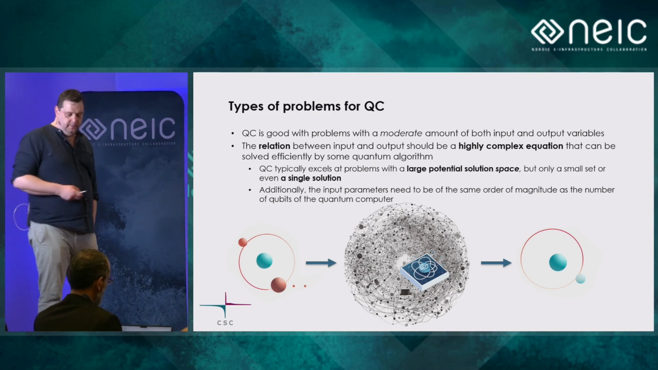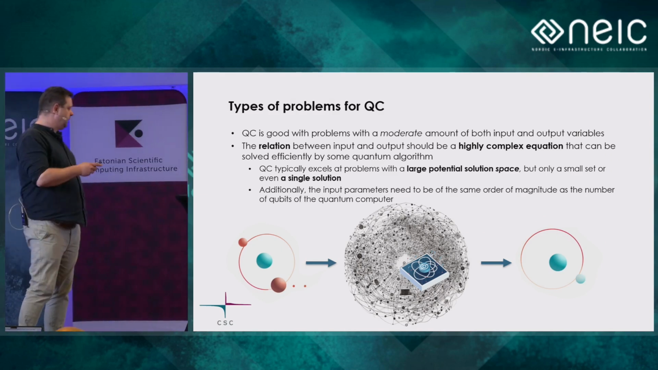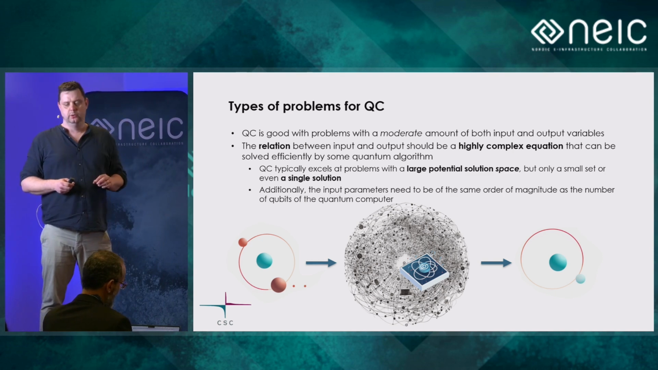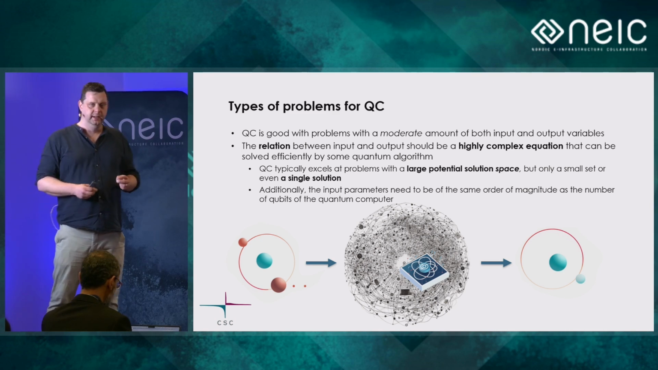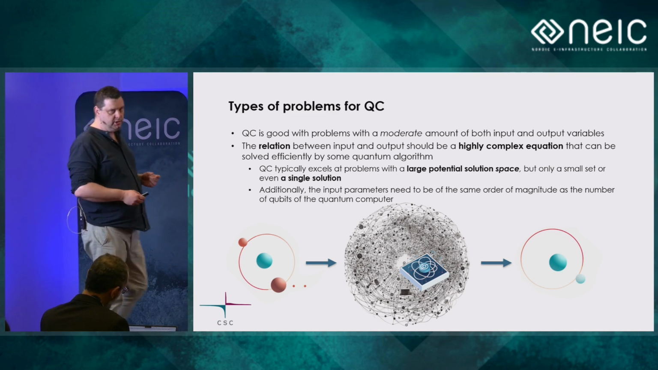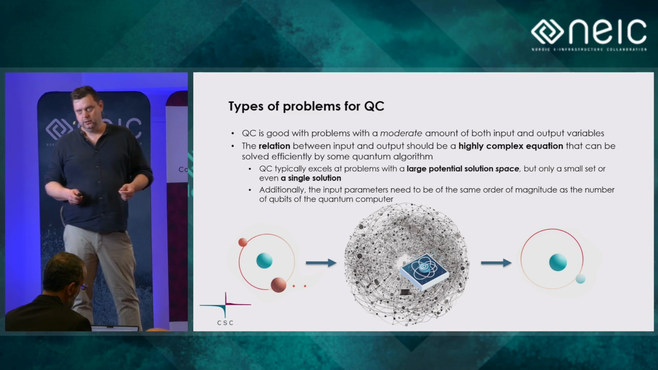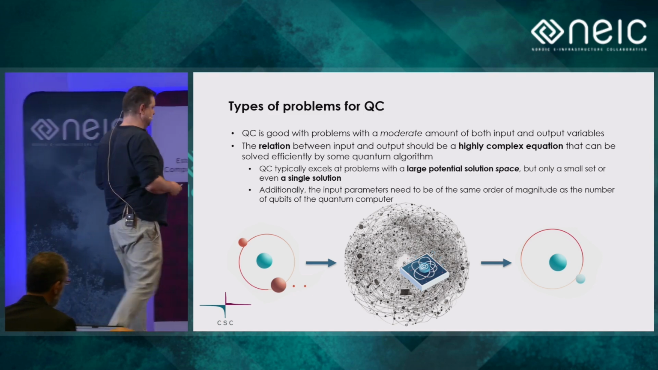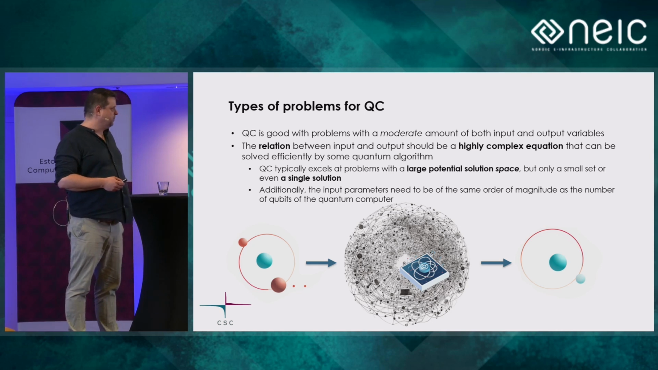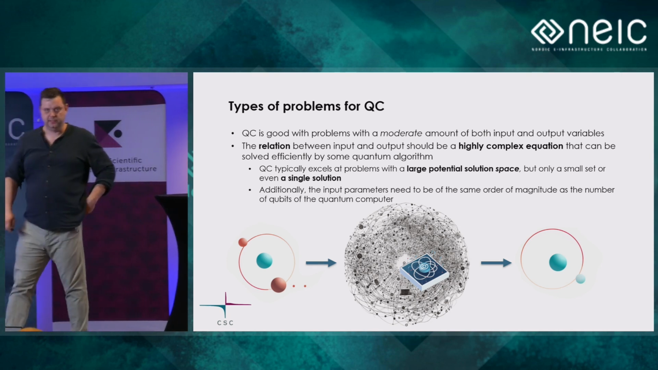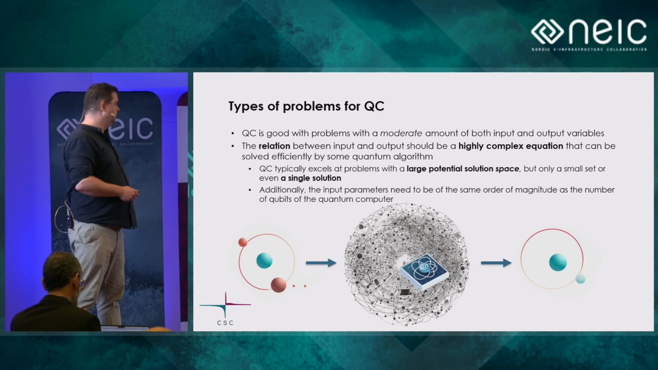So this was already mentioned a bit in passing, but quantum computing is good with problems that have a moderate amount of both input and output data. But then the idea is that the relation between input and output should be a very complex equation, a high-dimensional problem, so that it's very difficult to solve on classical computers, and then you hope that you have a quantum algorithm that would do it much more efficiently. So quantum computers excel at problems with a large potential solution space, so to say, like the traveling salesman problem, except that that's a bad example, except that it's illustrative. But those types of problems.